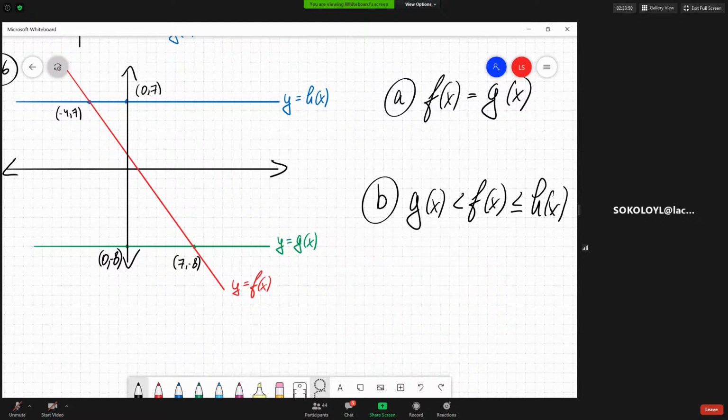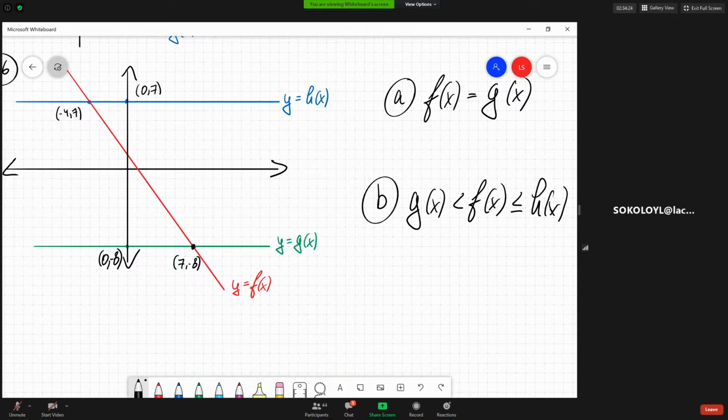So, first part, it says f of x is equal to g of x. So we are only looking at the green line and the red line. We don't care about h of x or part A. It's asking us when the graph of function f intersects the graph of function g, because that's when f of x is equal to g of x, when the two graphs intersect each other. That occurs here at that point.